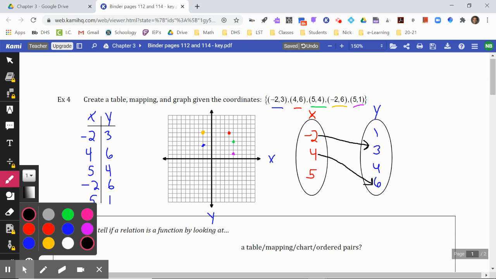All right, 5, 4 means I'm going to connect this 5 with a 4. -2, 6. I'm going to make that connection here. And my last one is going to be 5 and 1.